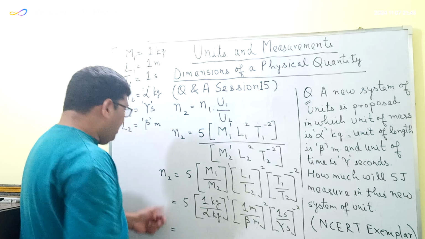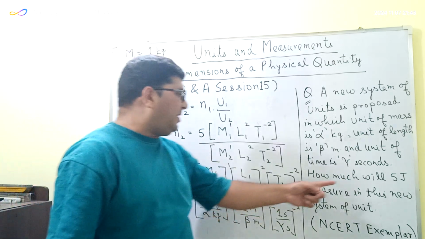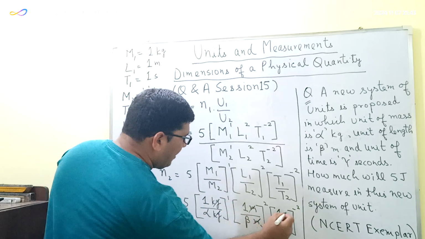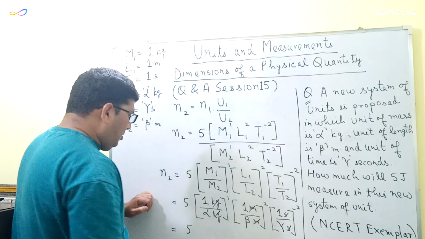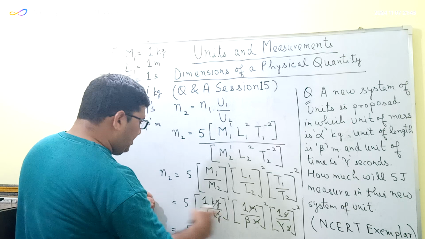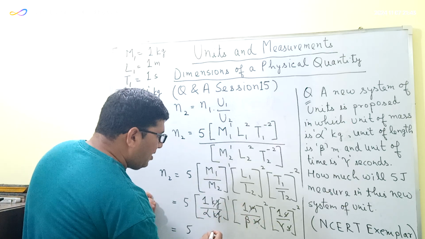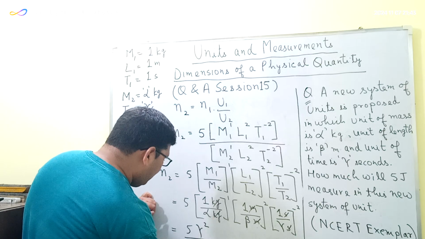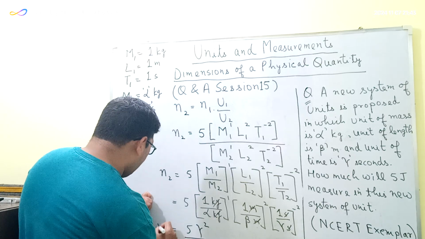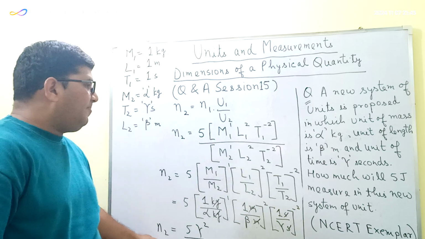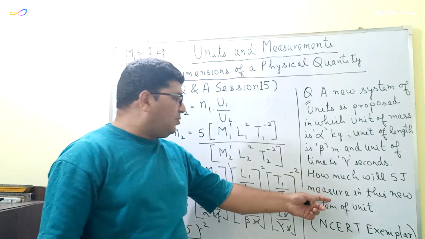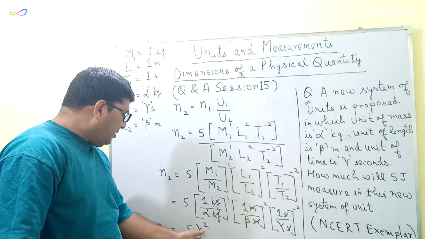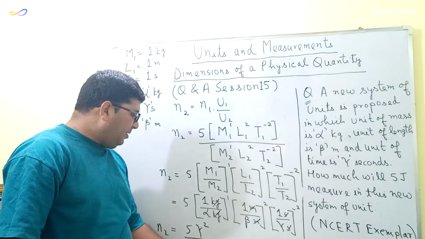So from here, the magnitude of the 5 joule energy in the new system of unit will be equal to 5, and this can be written as gamma square divided by alpha beta square. So N2, which is the magnitude of the 5 joule energy in the new system of unit, is equal to 5 gamma square divided by alpha beta square.